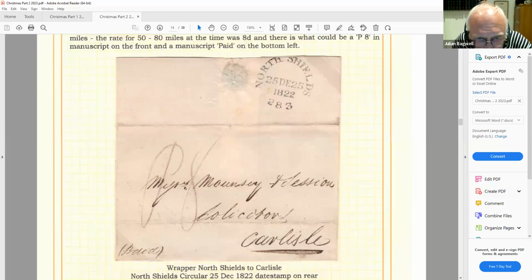I think probably this didn't go to London and back, which of course was a much longer route than across the Pennines to Carlisle. The P8, that's the rate for 50 to 80 miles at the time, which would have gone across the Pennines. So I think that probably is how that one worked.